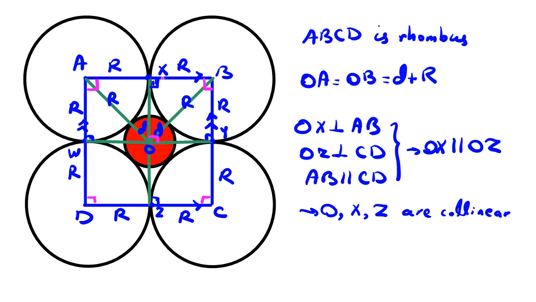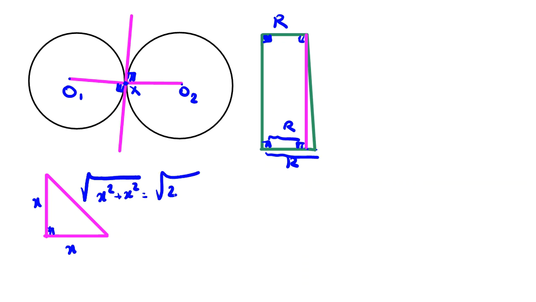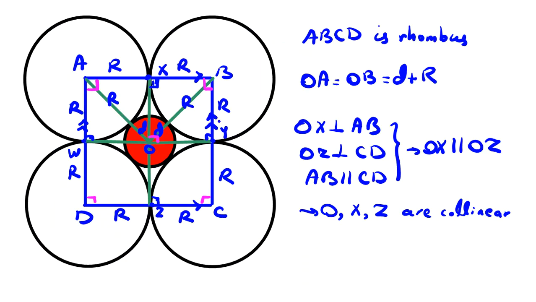XB equals BY, so we can conclude XBYO is a square. Because XBYO is a square, we can say R plus d is R root 2. Why? It's again one basic idea that if you have an isosceles right angle triangle with side x, x squared plus x squared equals 2x squared, so the hypotenuse is x root 2. So we can conclude d plus R equals R root 2. So we can say d equals R times root 2 minus 1.